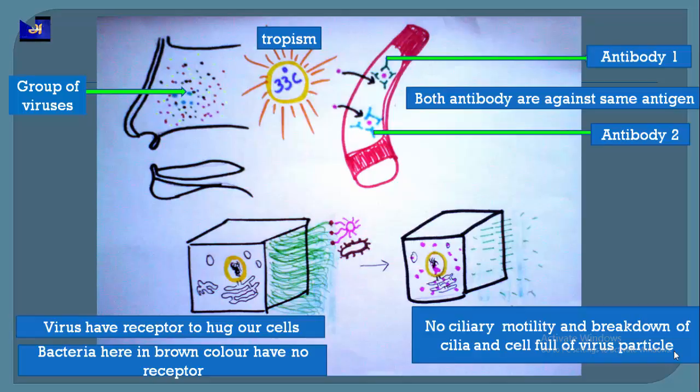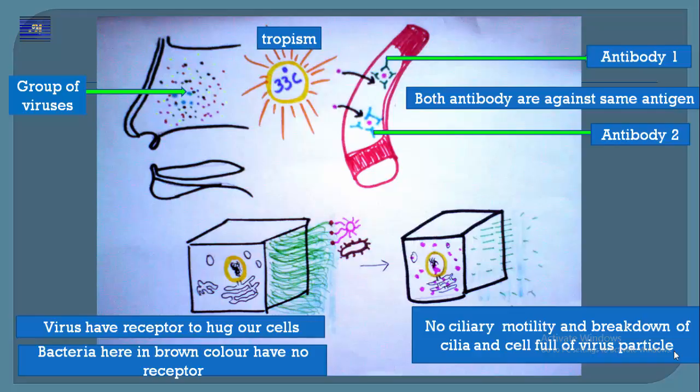Look over the picture over here. As I said before, the cilia will move away the mucus, but the cilia over here can make an entry point for the virus because there may be receptors. The receptors on our cells are very well suited to hug the virus, but the bacteria represented here in brown color have no such receptors. So bacteria don't have any entry points, but the virus enters in and changes the morphology of the cell.